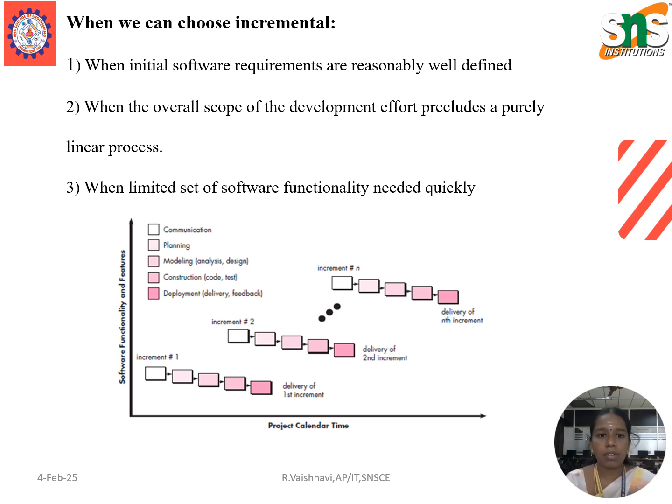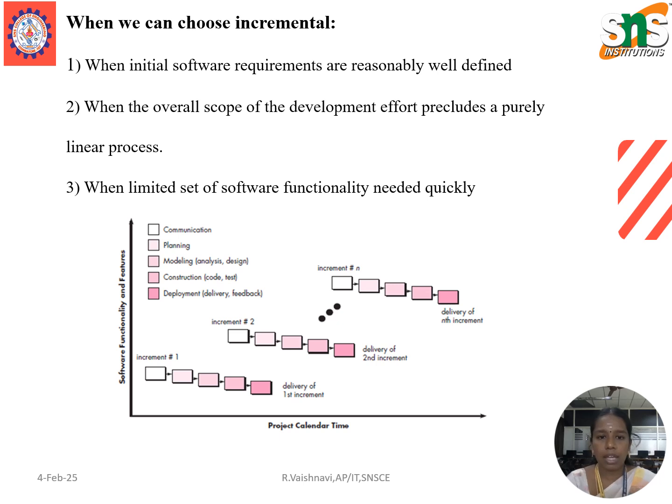Next one, when we choose the incremental model, we have three conditions. First one, when the initial software requirements are reasonably well defined. Second point will be when the overall scope of the development effort precludes a purely linear process. Third one, when a limited set of software functionality is needed quickly.